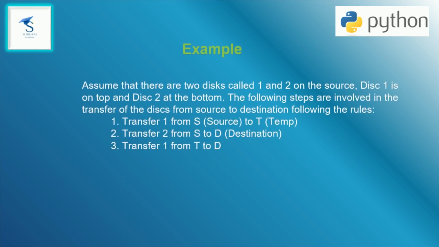Let us try to evolve the algorithm through examples. In the simplest case, there are 2 disks. Disk 1 is on top and disk 2 at the bottom. The following steps are involved in the transfer of the disks from source to destination following the rules. 1. Transfer 1 from S, source, to T, temp. 2. Transfer 2 from S to D, destination. 3. Transfer 1 from T to D.